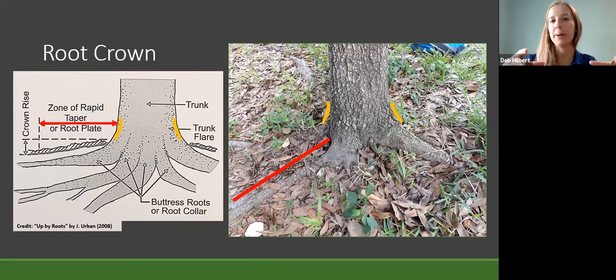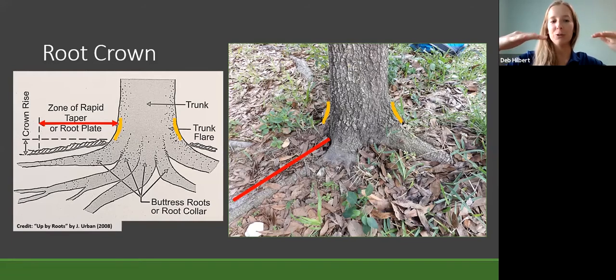So at the base of the tree, there's a region called the root crown, the part where the trunk is flaring out. Some people also call it the trunk flare or the root flare. That region is usually right above or at ground level, and it is the point in the tree where the roots start emerging. So you have a transition between the trunk tissue and the root tissue, and you have these massive structural roots that are emerging from the trunk.